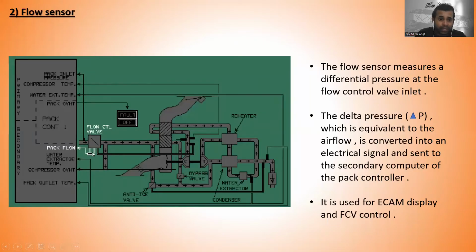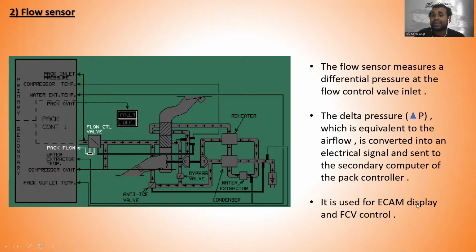Okay, now let's go to the flow sensor. The flow sensor is situated here. Here is the flow control valve, and here is the flow sensor. The flow sensor measures the differential pressure at the flow control valve. The delta pressure, which is equivalent to the airflow, is converted into an electrical signal and sent to the secondary computer in the pack controller.